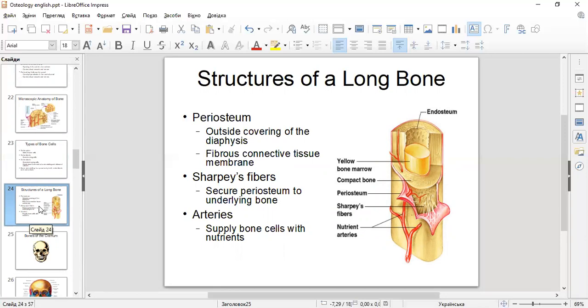Periosteum, the outside covering of the diaphysis, is a fibrous connective tissue membrane. Sharpey's fibers secure the periosteum to the underlying bone. Arteries supply bone cells and other structures of the bone.